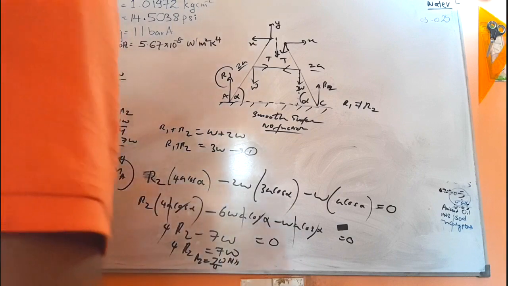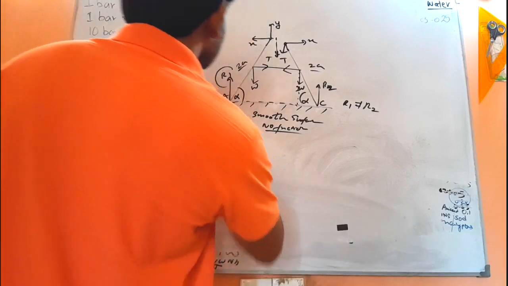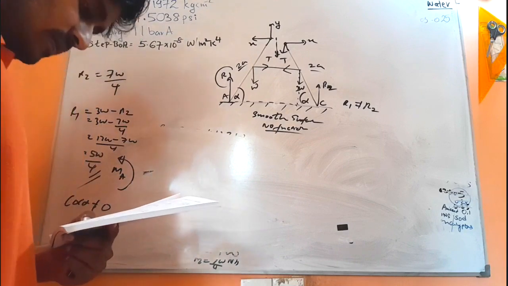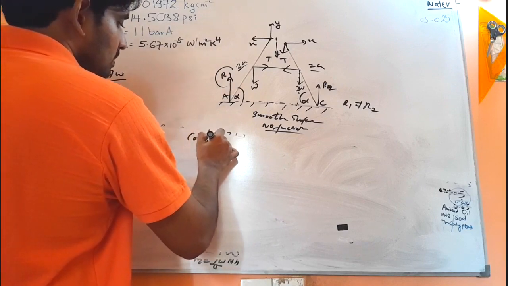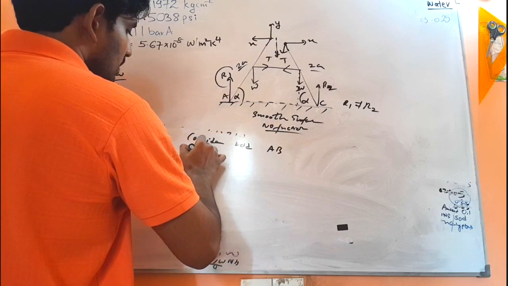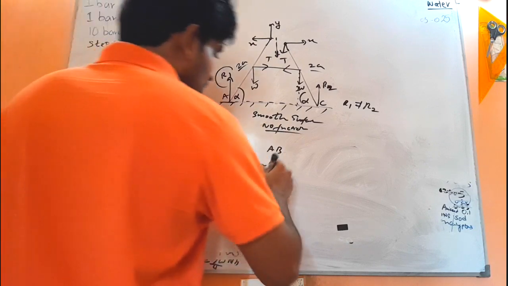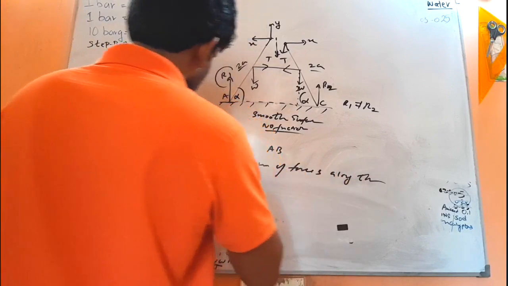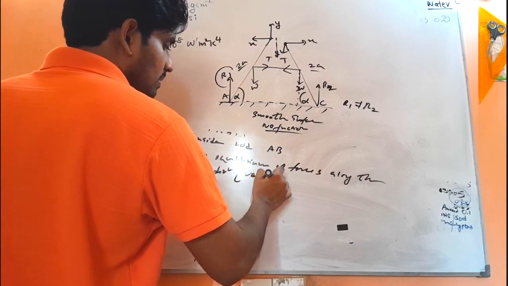Then what is the next thing that we have to find? No, I will erase other parts. Okay. Now we have to find this X and Y separately. Okay, so now let's consider rod AB and apply equilibrium of forces along the vertical direction, or by considering vertical equilibrium.